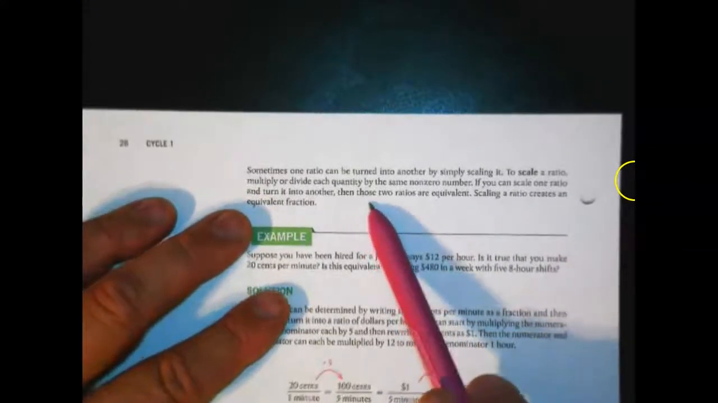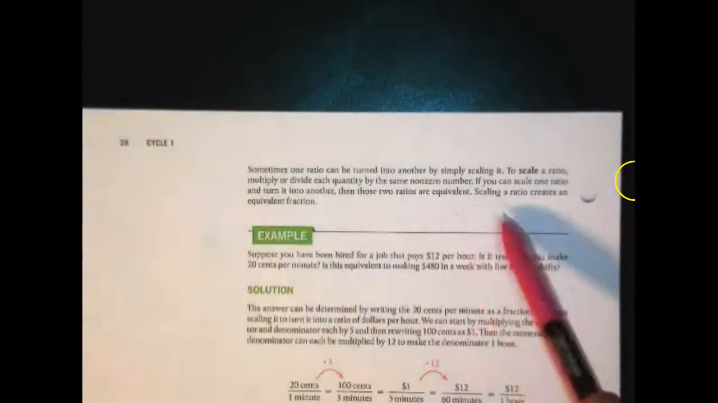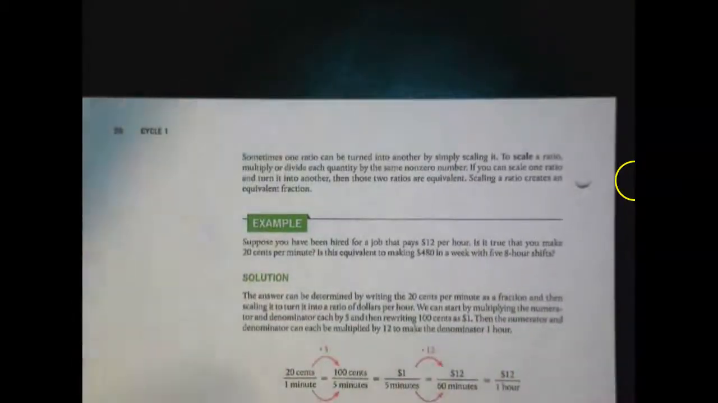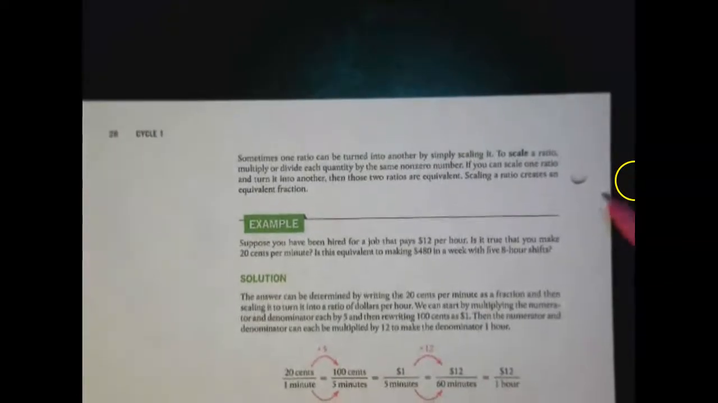If you can scale one ratio and turn it into another, then those two ratios are equivalent. Scaling a ratio creates equivalent fractions, kind of like simplifying fractions. Think of it as that concept when you're multiplying or dividing by a scale.